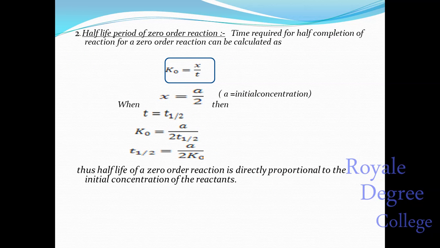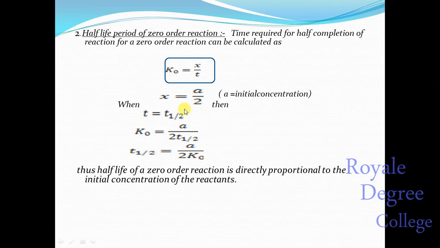Half-life period of a zero order reaction is what we will see now. The time required for half completion of a reaction can be calculated. See the formula K0 equal to x by t. We know this formula. The value of x we are taking as a by 2, because a is nothing but the initial concentration. Here we are talking about the half-life period of the zero order reaction, so the initial concentration will become half. So we are writing a by 2.